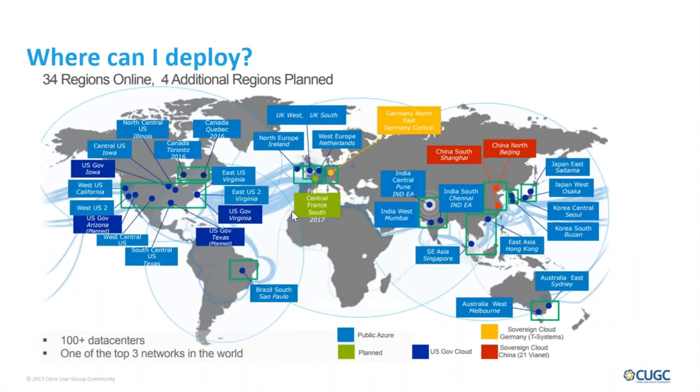So this is a little bit of information about where you can actually deploy Azure resources. As it says up there, there's 34 regions online and 4 additional regions currently planned. Some more information around the Microsoft cloud platform and all of their data centers across the planet. They've invested more than $15 billion building out this data center infrastructure. And there's over 30 trillion data objects stored within their data centers around the globe. It says up on the screen there, it's one of the top 3 networks in the world.